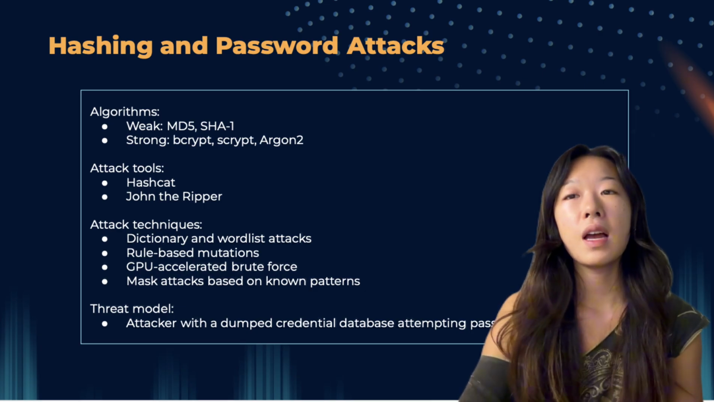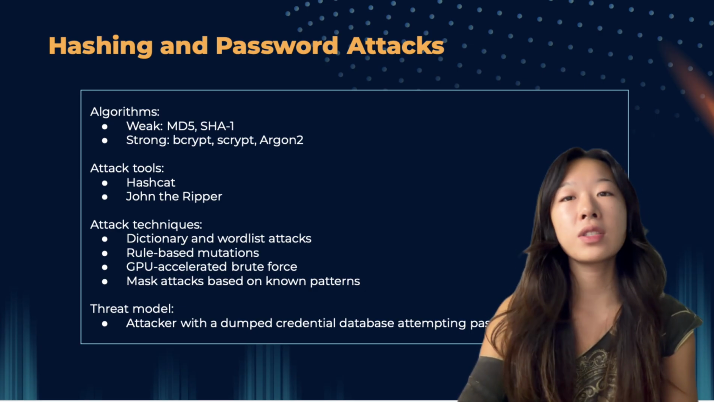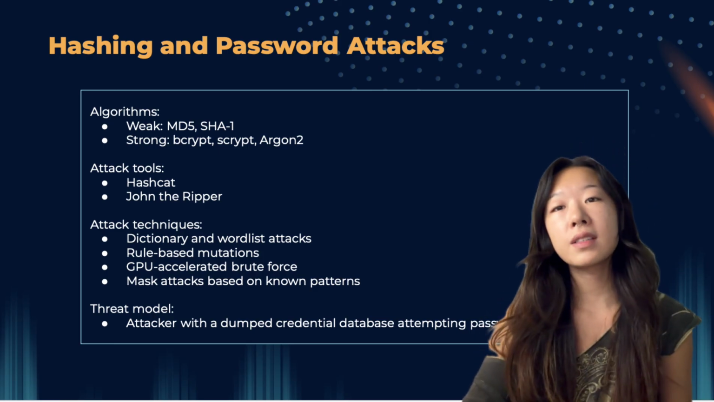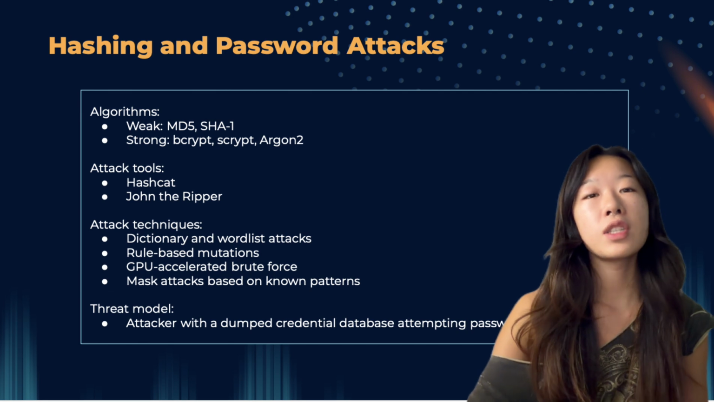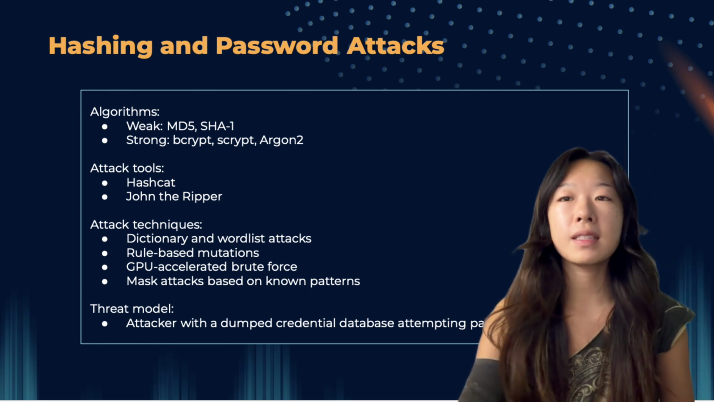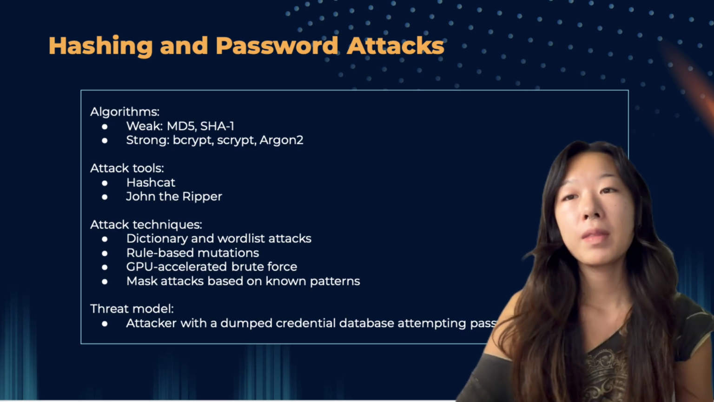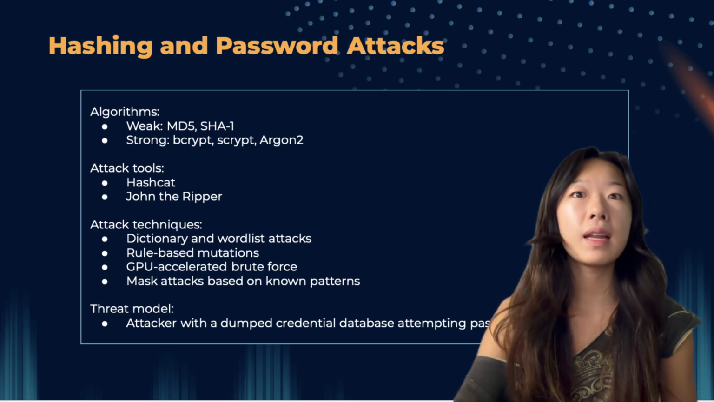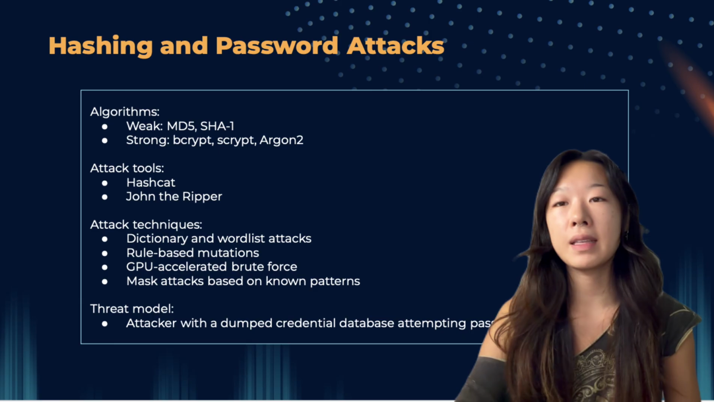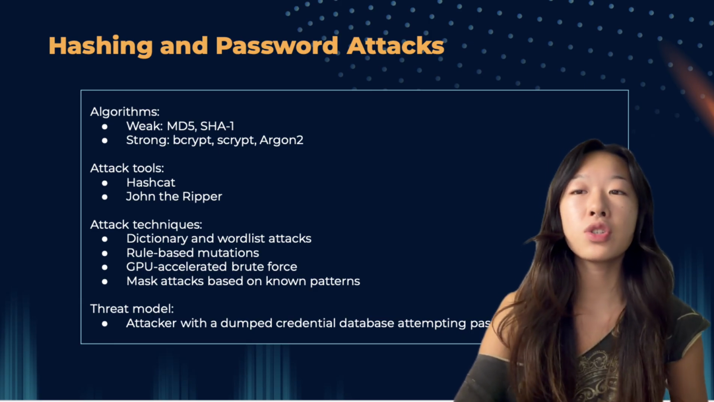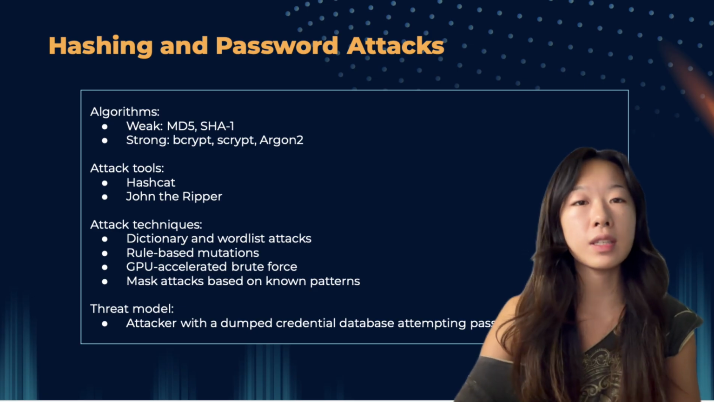Tools such as Hashcat and John the Ripper allow testers to simulate real attacker techniques, which are dictionary attacks, rule-based mutations, GPU brute force, and mask attacks based on common patterns. The threat model here is straightforward: an attacker with a dumped credential database trying to recover passwords. Pen testers replicate this process to show how quickly weak hashing choices can fail.